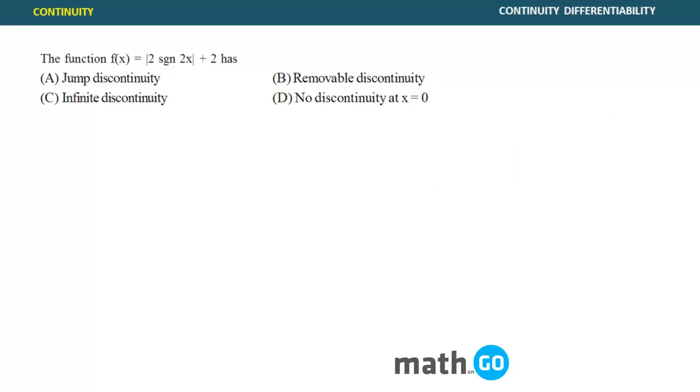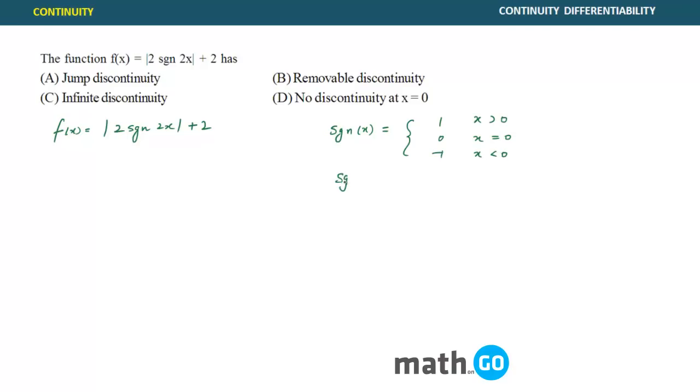Now let us take a question to highlight types of discontinuity. Here a function is given to you: f(x) = modulus 2 signum 2x + 2. You need to tell that if this is a discontinuous function, then what sort of discontinuous function it is. First of all, let's revise what a signum function is. Signum x will return you 1 for x greater than 0, it will return 0 for x equal to 0, and it will return minus 1 for x less than 0.